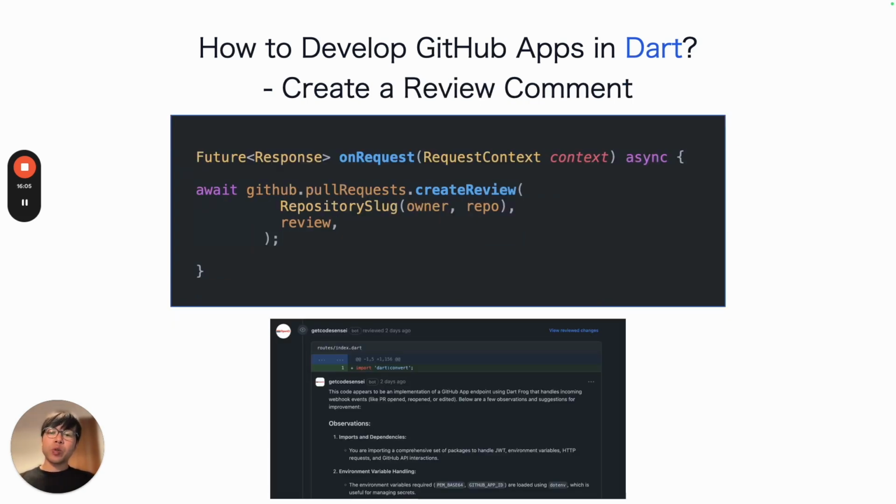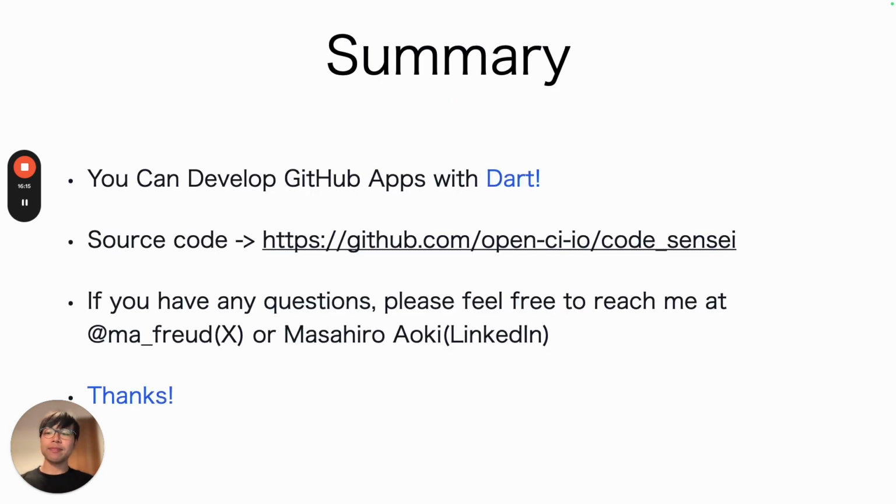Use the Gemini response to create a review comment, and you are all done. Our review comment should be added to the relevant pull request as follows. So in summary, you can develop GitHub apps with Dart. The source code is this. It's open source.